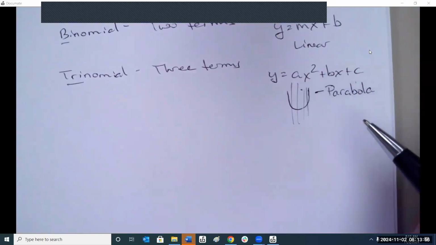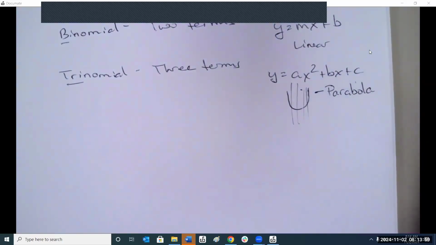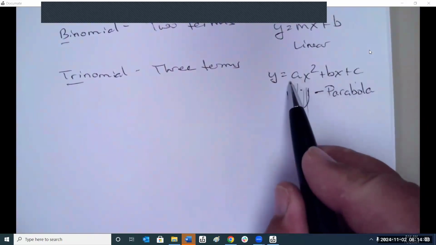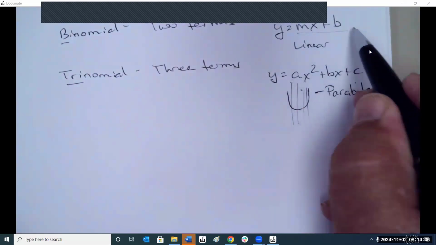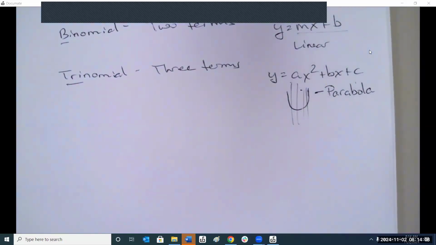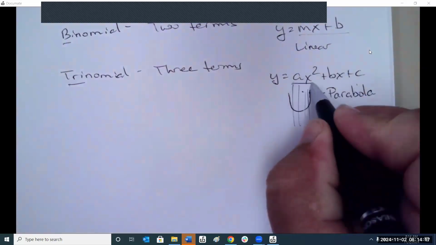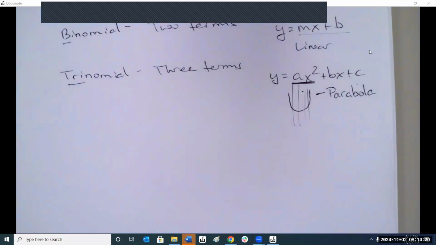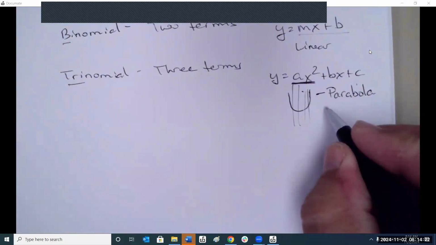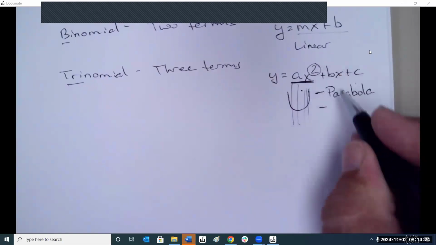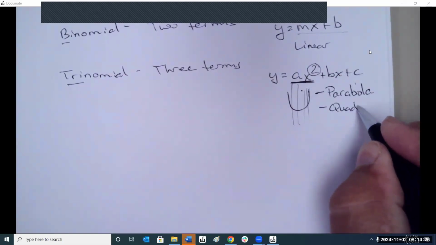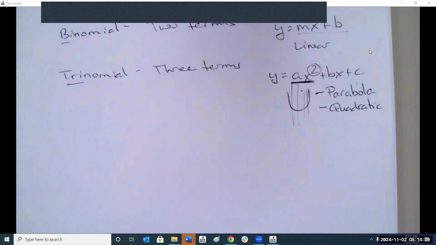How do you know what the shape of the graph is going to look like? What in this equation, any of these, what do these tell you what it's going to look like? Which x? First one, yes. Well, more so, the whole first part of it. Since it has an x squared, it's called a quadratic equation.